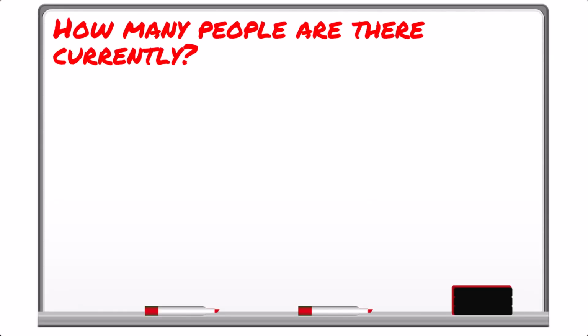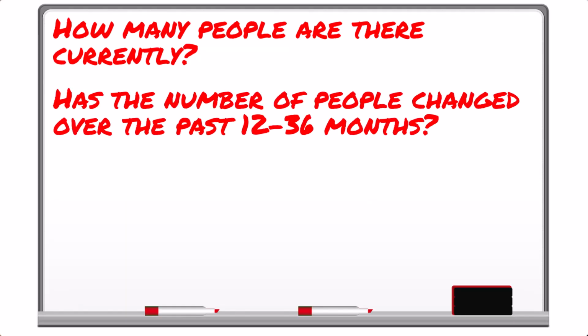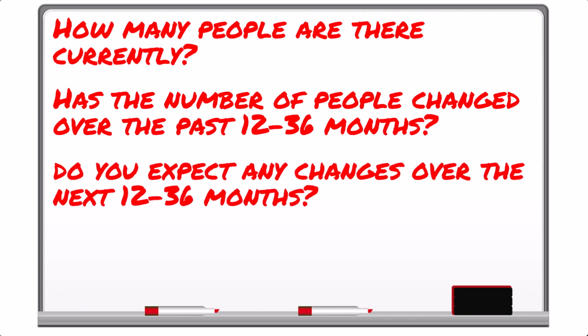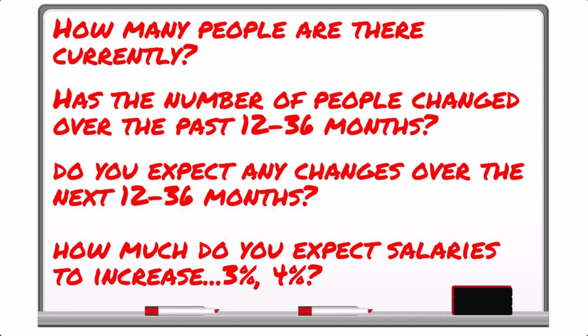So step one is understanding the number of people that your customer currently has for the area that's in scope. And also, has that number of people changed over the last 12 to 36 months? And do they expect any changes in the coming 12 to 36 months? Another good thing to get feedback on is what they expect their salary costs to increase by over the next 12 months. 3 to 4% is usually a good range to throw out there to get that conversation started.